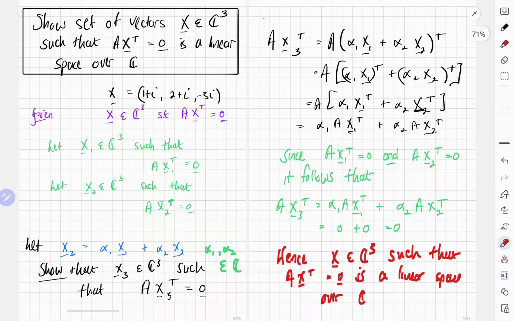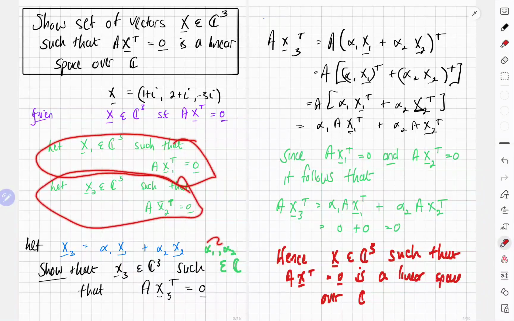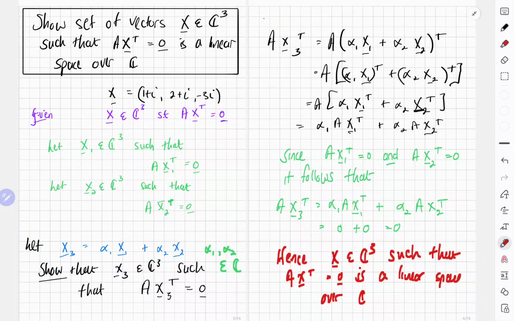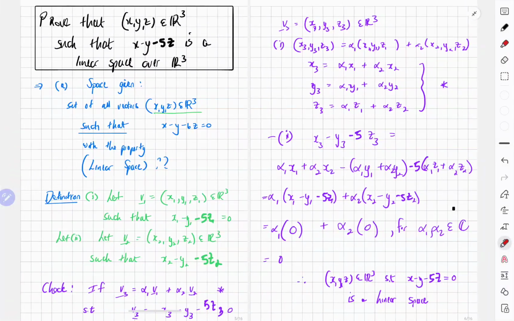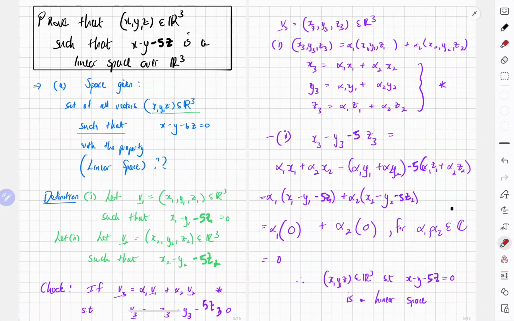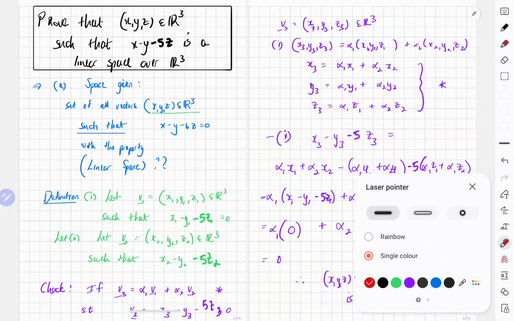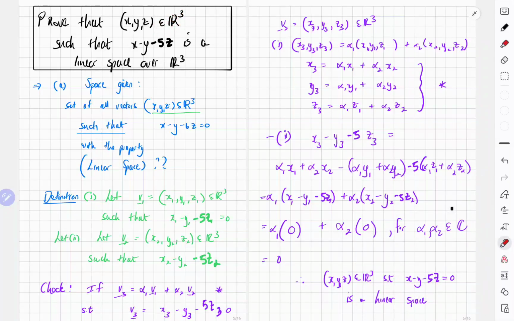So as you can see here, the linear combination was extremely important, as well as the two vectors that I've chosen. Do not forget these three very important steps when you prove a linear space over a certain set in the exams. On to the next question. I just want to mention this quickly. We're not going to do the whole question, but you're welcome to try it.